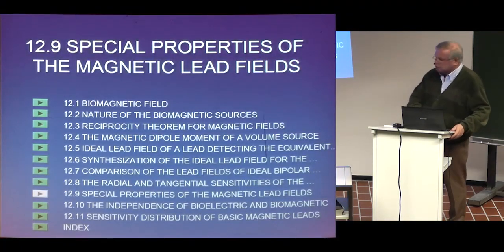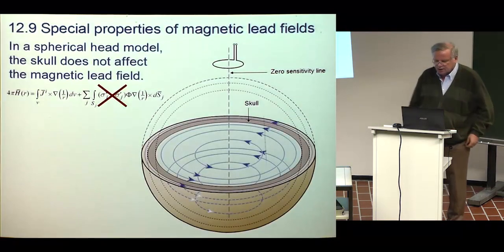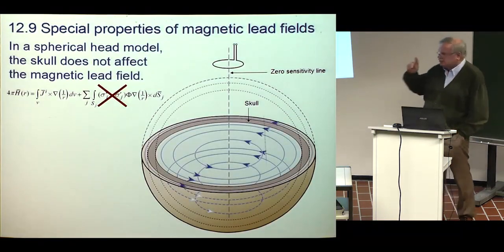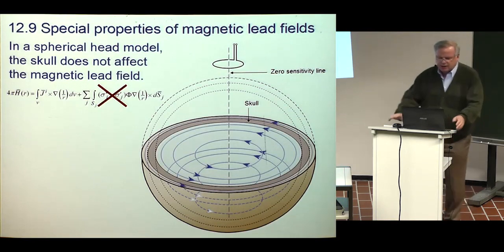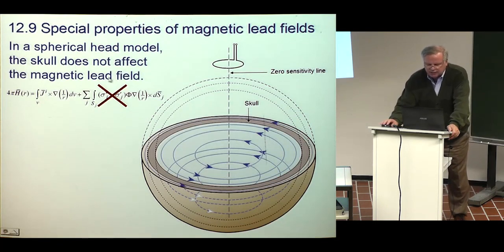I tell you some further special properties of the magnetic lead fields. This is a really important application. In a spherical head model, the skull does not affect the magnetic lead field. This is fundamentally important. We have here a spherical head model, and there is the skull, and inside is the brain region. We have the magnetometer, the magnetic detector, here.